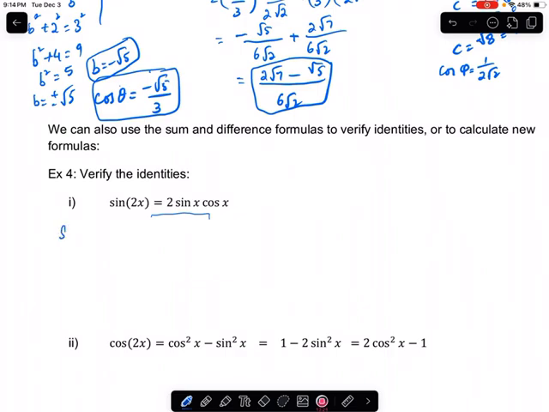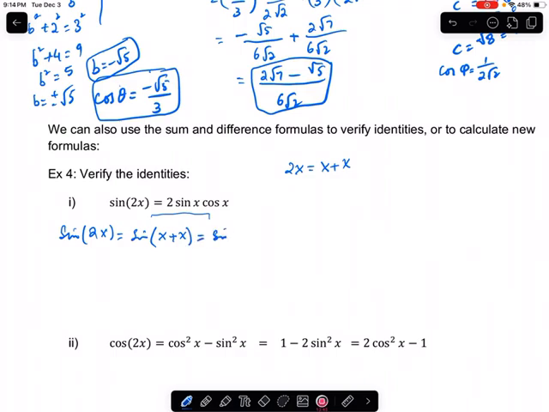Notice here, 2x can be written as x plus x. I hope everyone agrees with that. So I'm going to write it as sine of x plus x. And now I'm going to apply the sum formula on sine.